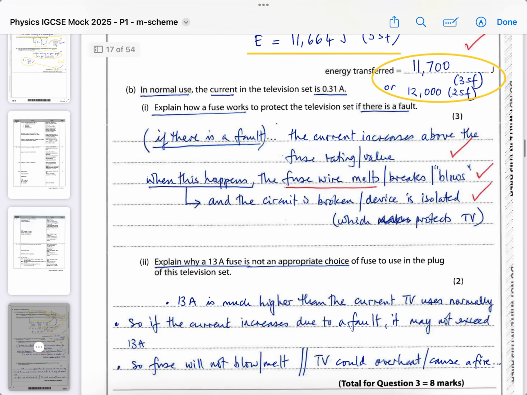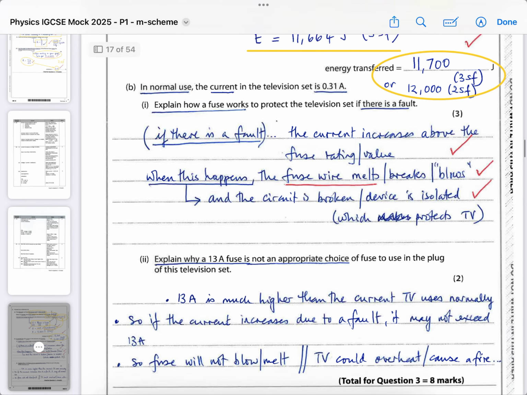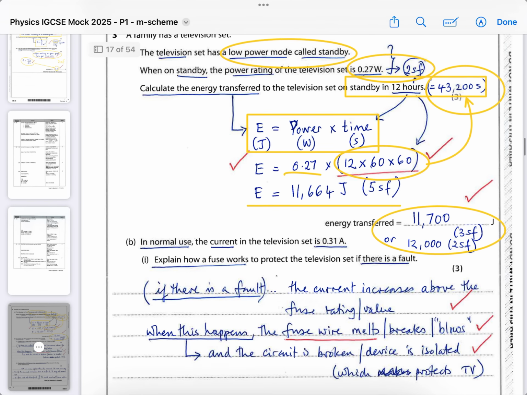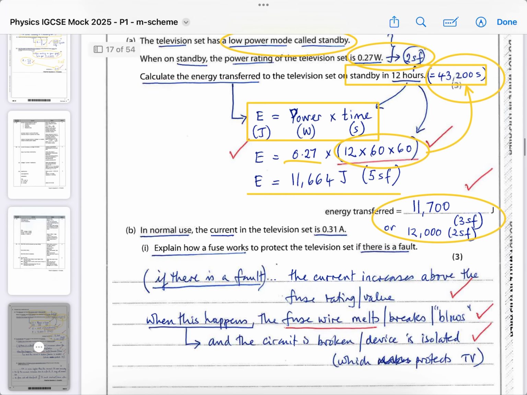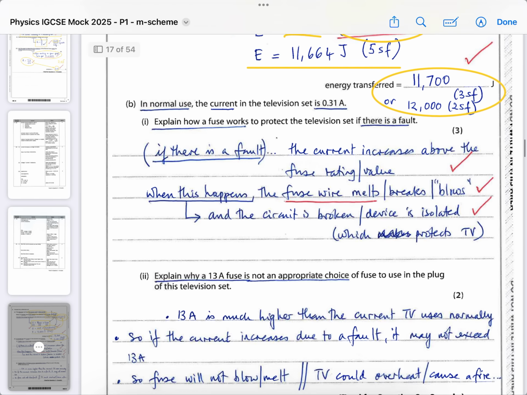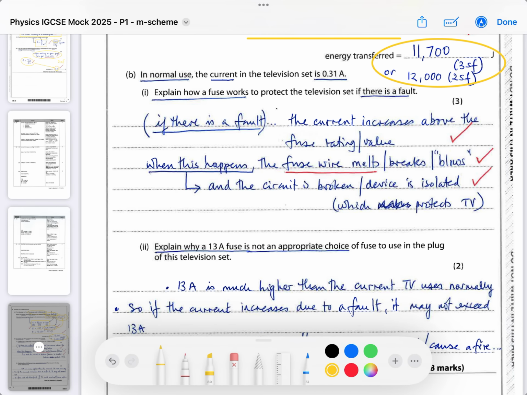All right, then it says, in normal use, the current in the television is 0.31 amps. Now remember, before, standby was 0.27 watts. Before they were talking about power, and now they're talking about current being 0.31 amps, again to two significant figures. That's the accuracy they're talking about. And they want you to explain how a fuse works to protect the television set if there is a fault.